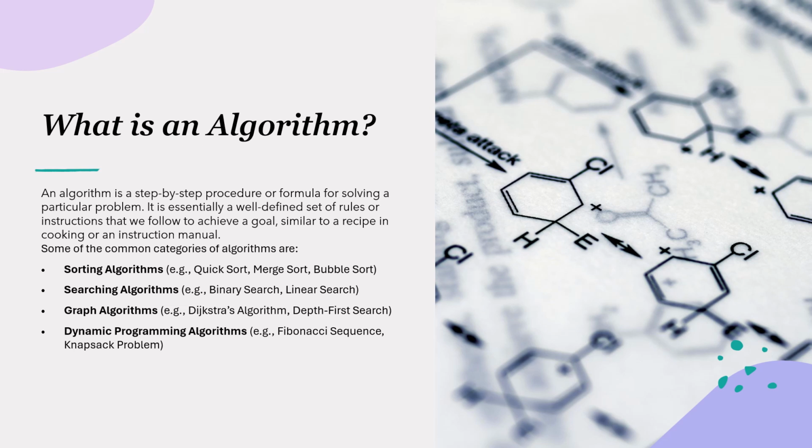Some of the common categories of algorithms are: 1. Sorting algorithms. For example, quicksort, merge sort, bubble sort. 2. Searching algorithms. For example, binary search, linear search. 3. Graph algorithms. For example, Dijkstra's algorithm, depth first search. 4. Dynamic programming algorithms. For example, Fibonacci sequence, knapsack problem. By combining data structures with algorithms, we create systems that can perform tasks efficiently, even when faced with massive amounts of data.